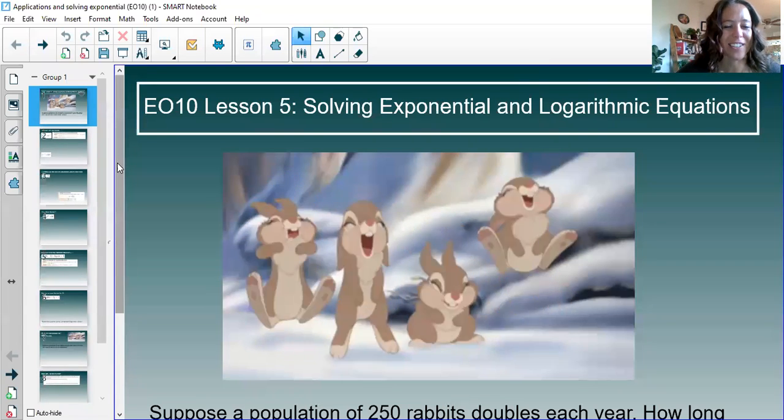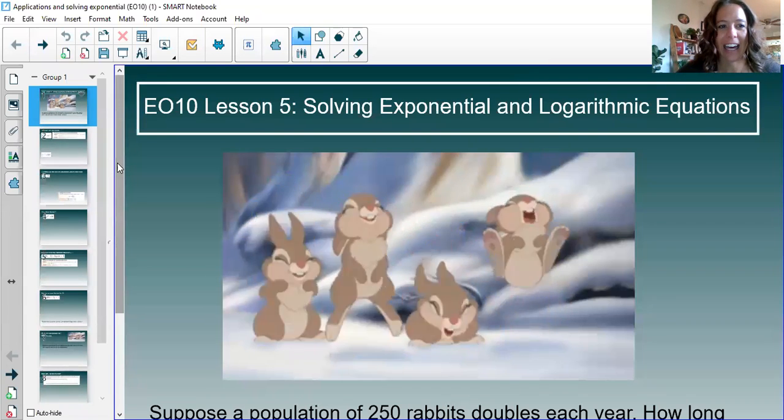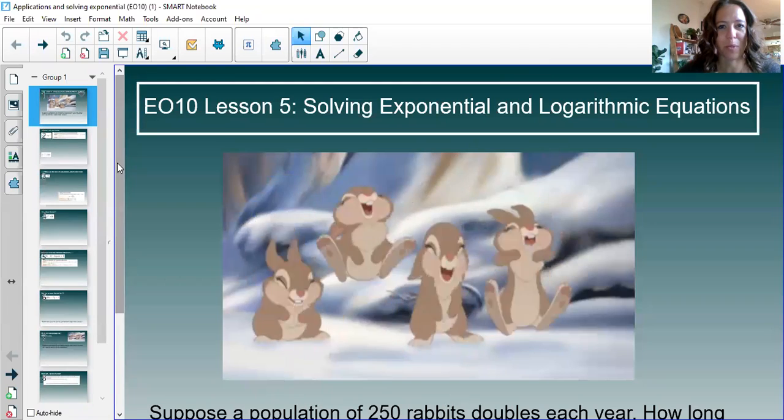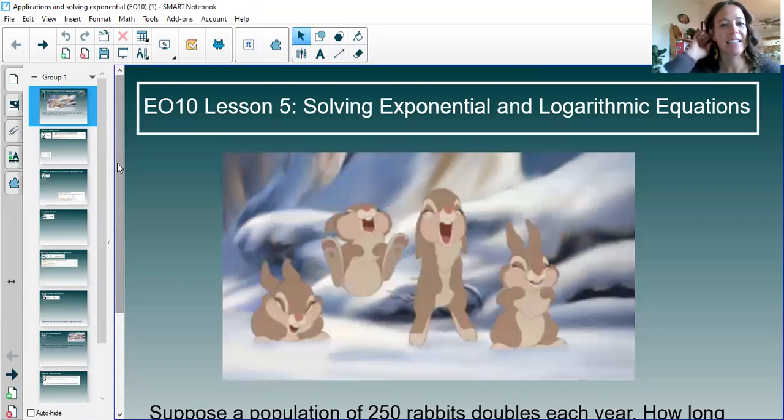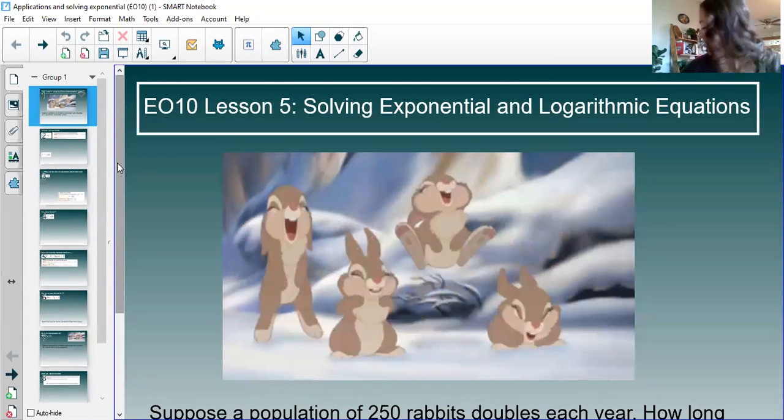These bunnies are actually going to help us demonstrate what we're moving into today. So today's lesson is all about solving exponential and logarithmic equations.